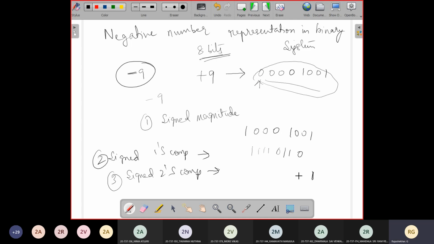1 will remain as it is. 2 zeros will remain as they are. The first one will be, this becomes 0. Remaining all 4 bits will be 1. So this is the signed 2's complement representation of minus 9. Am I clear with the procedure?